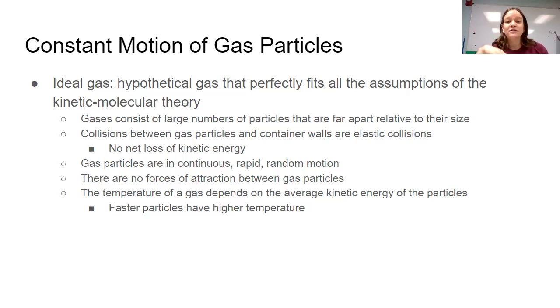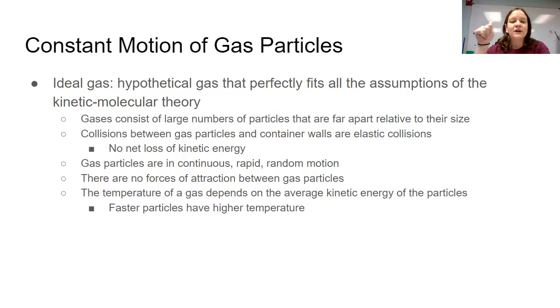The fourth assumption: there are no attractive forces between the gas particles. This comes from the fact that they're moving so quickly that they can't stick together. If they do hit, they have so much energy that they bounce apart, kind of like if you're playing pool. Your book says billiard balls. That's pool with the stick. Yeah. Okay.